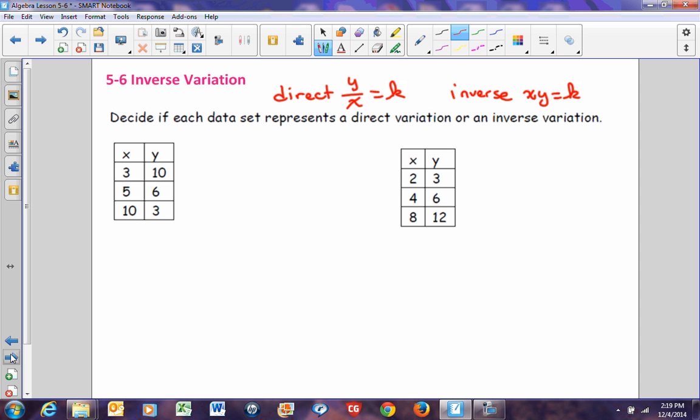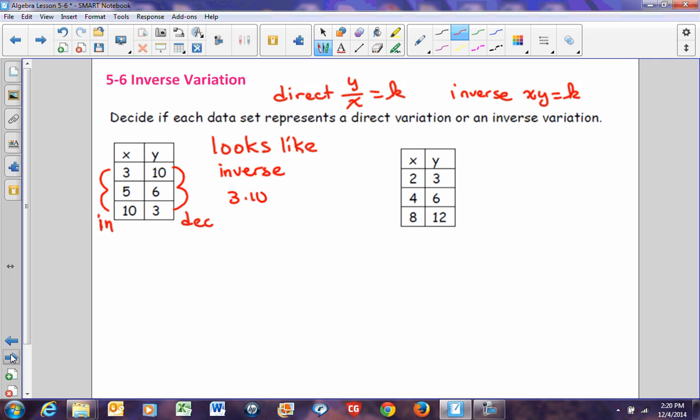If we look at this, as x is going up, that's increasing. y is going down, decreasing. So it looks like it might be inverse. It looks like inverse variation. So let's see if it actually is inverse variation. If it's inverse variation, x times y should stay constant for all my points.